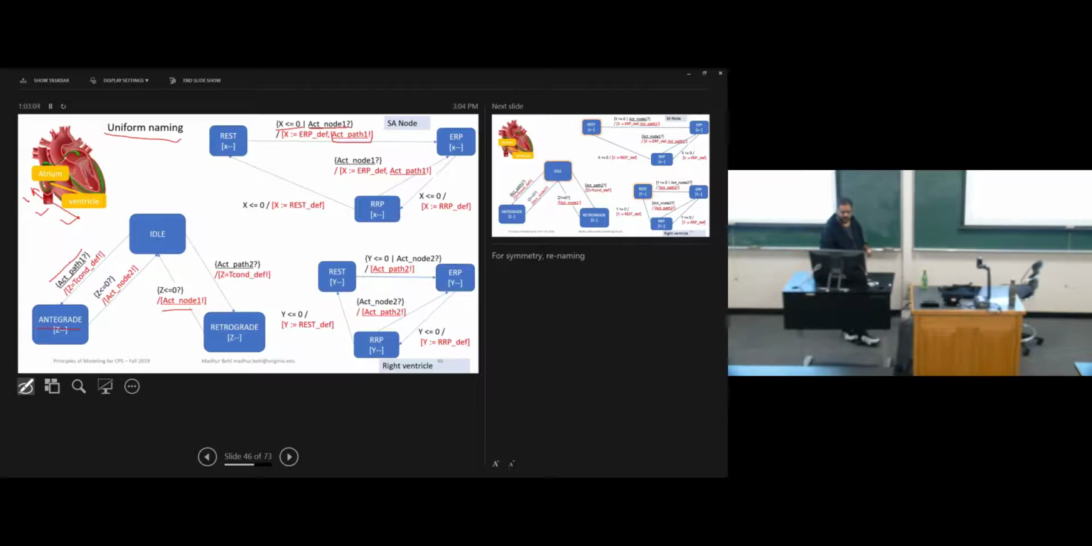And so with activate path 1, you will go into antigrade, you will exhaust your clock, you will come out, you will issue activate node 2, which is being listened to by the ventricle, then the ventricle will trigger. So our antigrade and retrograde conductions both work, just by naming the messages appropriately. So, questions on this? Is this clear why this path automaton makes sense?